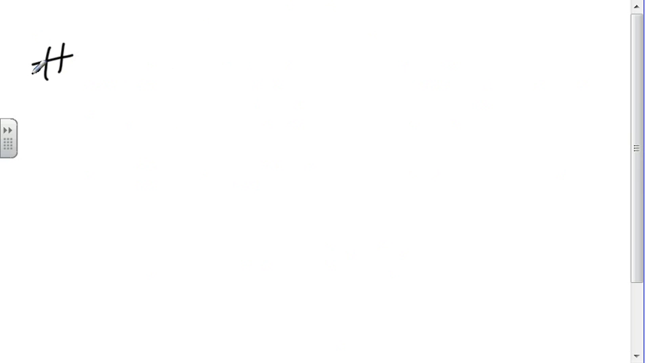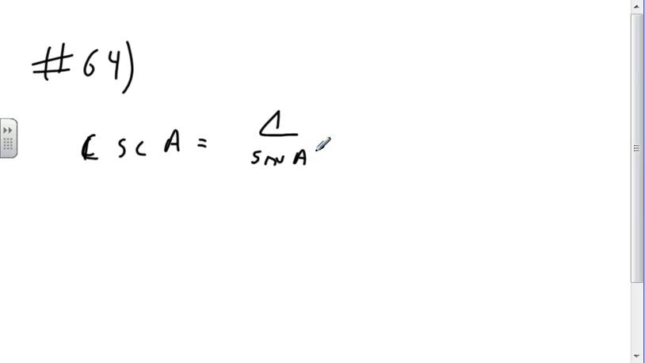One last problem, number 64. Given that A is this and the cosine of A is that, compute the remaining 4 trigonometric functions of A. Okay, so we'll go with something easy. We'll go with cosecant. Cosecant of A is 1 over sine A, which is given.